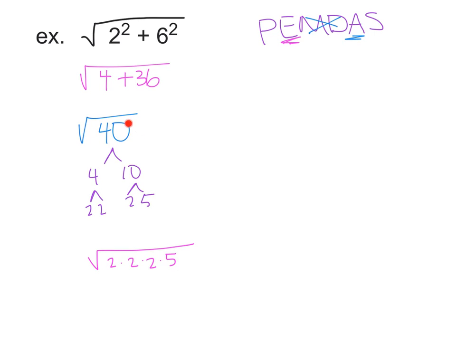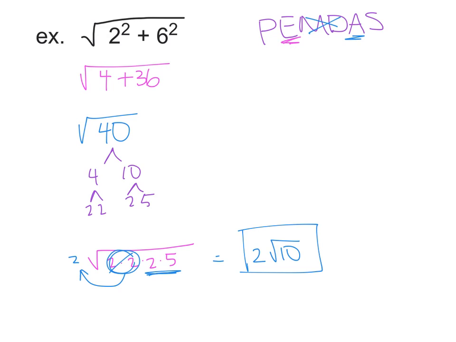Okay, I broke down the square root of 40. I've got 2 times 2 times 2 times 5. 2 2's, I see it. Group them, pull out a representative. These guys don't have enough to come out. So final answer, 2 root 10. Not quite the same thing as 8.